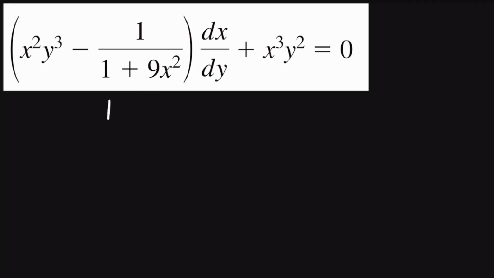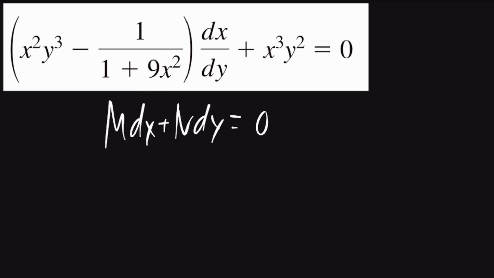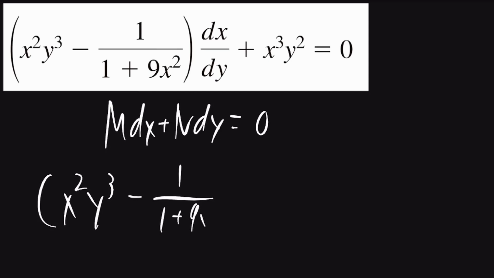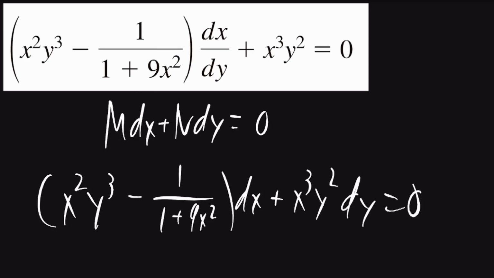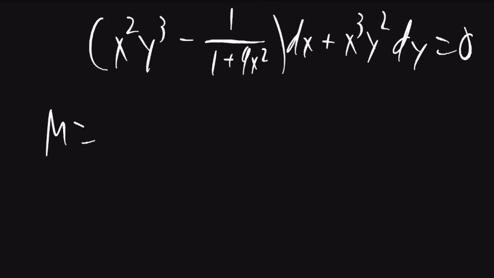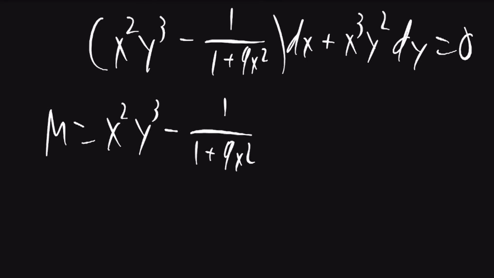For this problem, I need to get it into the form m dx plus n dy is equal to 0. To do this, I'll multiply all the terms in the equation by dy. We'll get (x squared y cubed minus 1 over 1 plus 9x squared) dx plus x cubed y squared dy is equal to 0. Our m term is going to be the coefficient of dx, which is x squared y cubed minus 1 over 1 plus 9x squared. And our n term is the coefficient of dy, which is x cubed y squared.